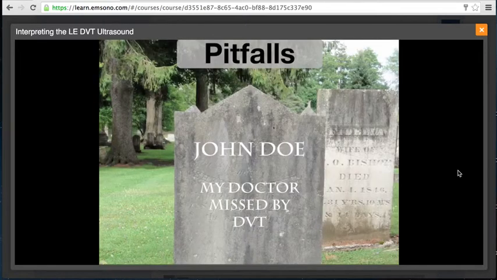Let's just briefly, before we end the lecture, go through some pitfalls. Since obviously either under or over diagnosing a DVT causes potential risk to the patient. If you miss the diagnosis of a DVT, remember there's a high rate of pulmonary emboli associated with these thrombus, and that is associated with a high morbidity and mortality. Overdiagnosing a DVT puts the patient at risk for their treatment with anticoagulation. So let's go through some of the key pitfalls.